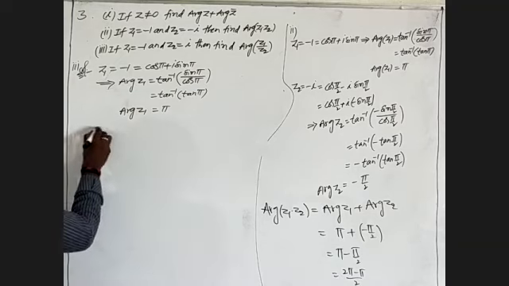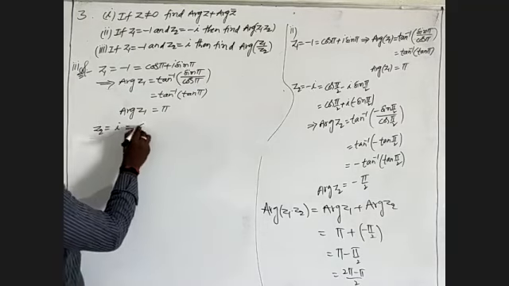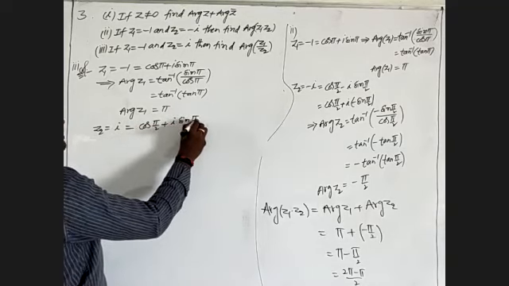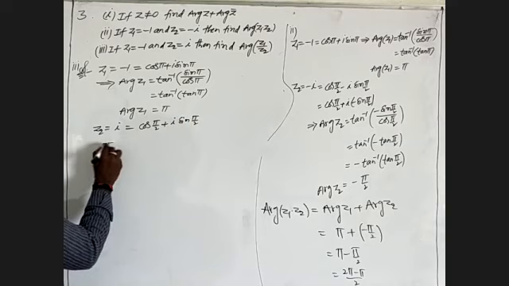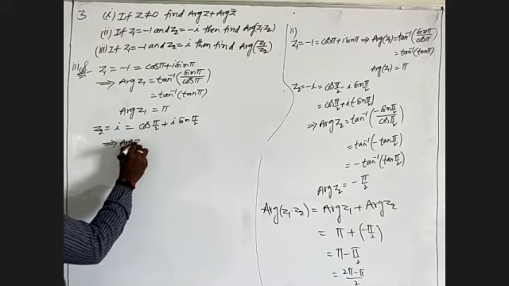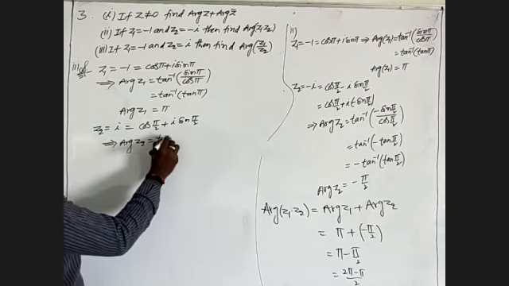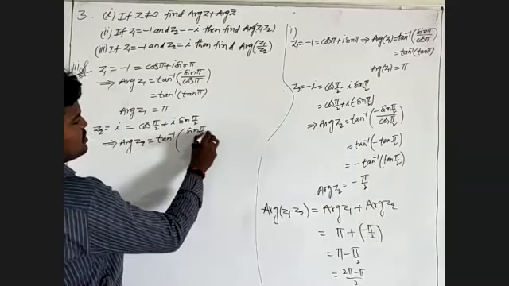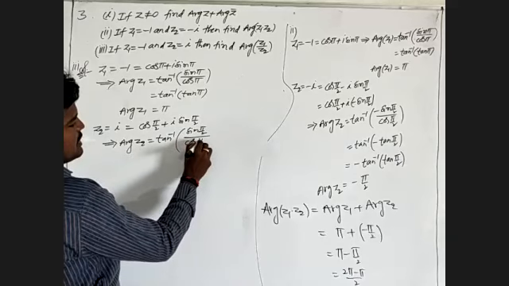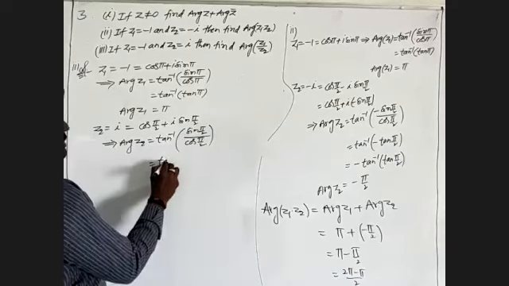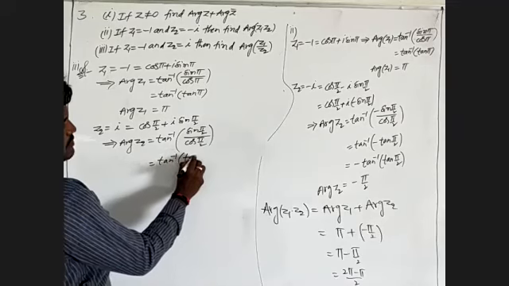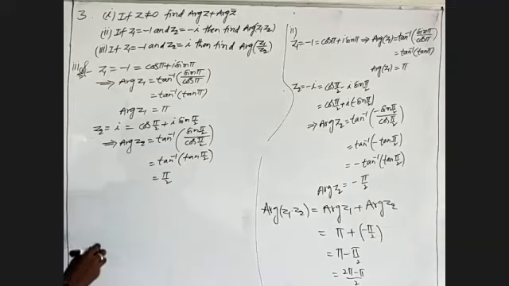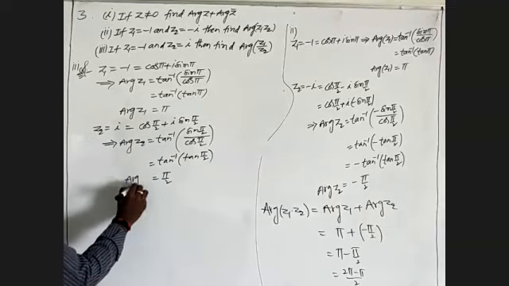Later we have to find out, given Z2 is nothing but i. i we have to write as cos pi by 2 plus i sin pi by 2. Here we have to find argument Z2, which is nothing but tan inverse, where the imaginary part is sin pi by 2 and the real part is cos pi by 2. Sin pi by 2 by cos pi by 2 is nothing but tan pi by 2. Tan inverse of tan pi by 2 is pi by 2. This is the value of argument Z2.